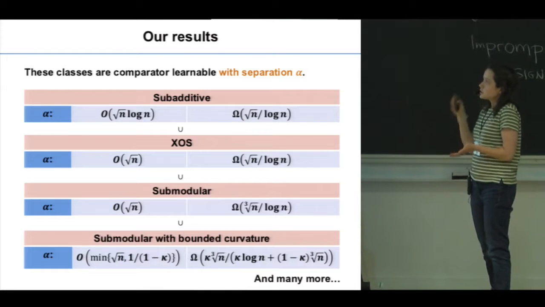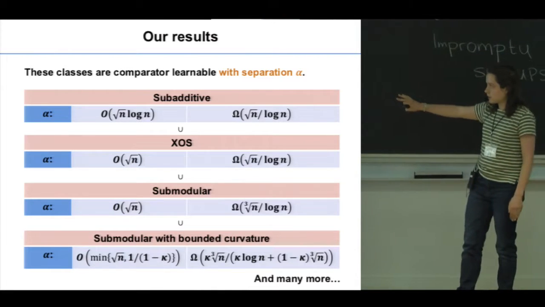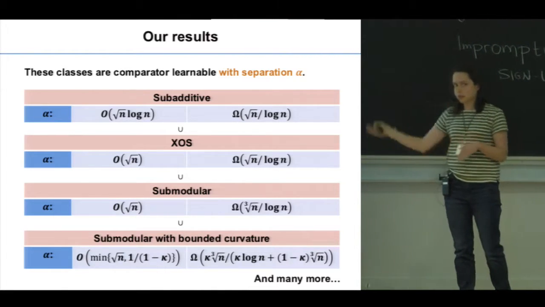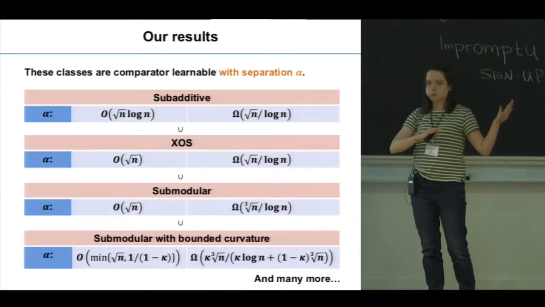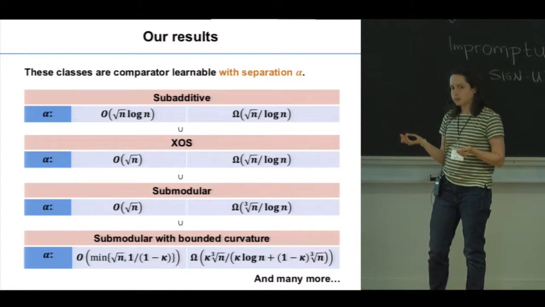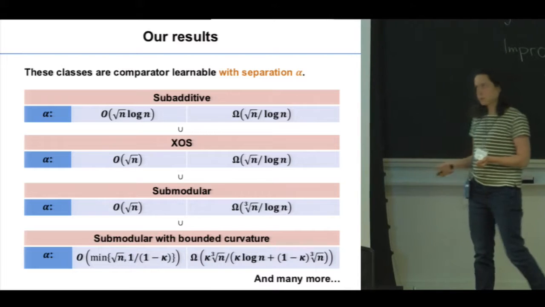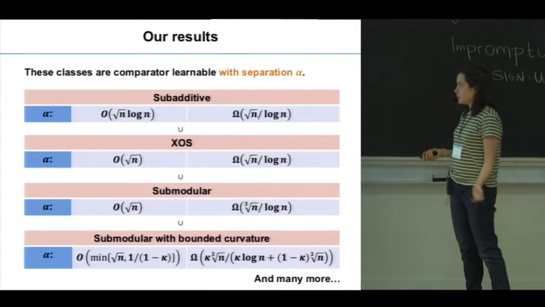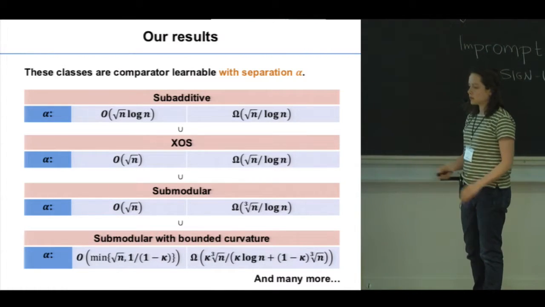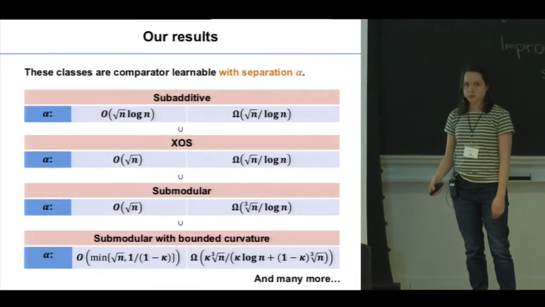Okay, and so these are just a few of our results. We instantiate that general algorithmic framework from the previous slide for many different classes of combinatorial functions. And we get both upper and lower bounds on the level of separation needed for learnability.